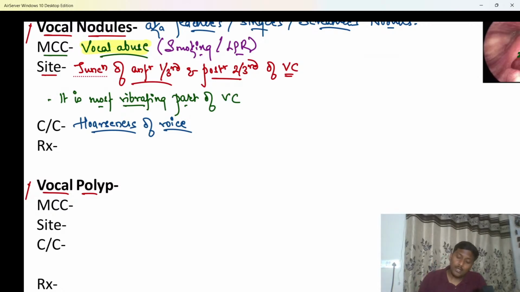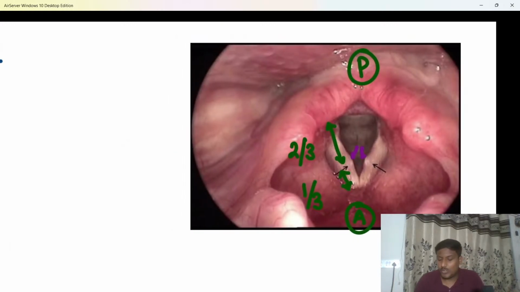Okay, now on laryngoscopic examination you will be able to see that there is a small nodular elevation on both sides, in both the vocal cords, present at the junction of the anterior 1/3 and the posterior 2/3 of the vocal cords. Okay, this is a case of vocal nodules you are able to diagnose.